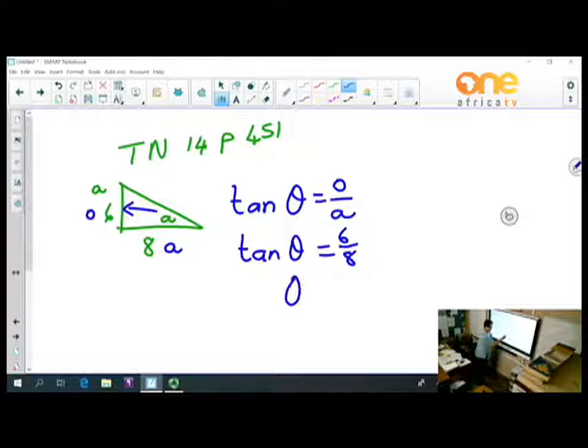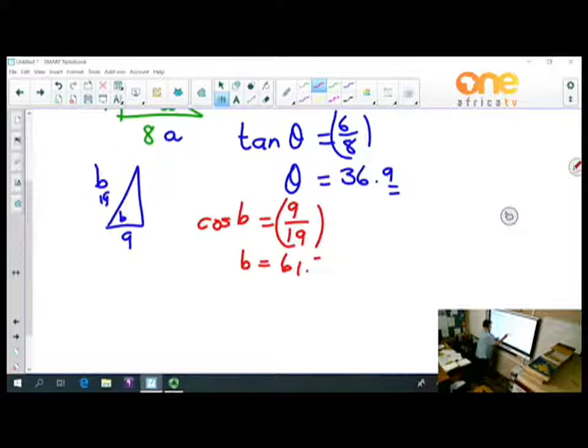Now to find theta, the angle, we have to use the second function button on our calculator. So you're going to press shift tan. I repeat, second function tan, open the bracket, 6 divided by 8, close the bracket, is equal to degrees. This is degrees every time.